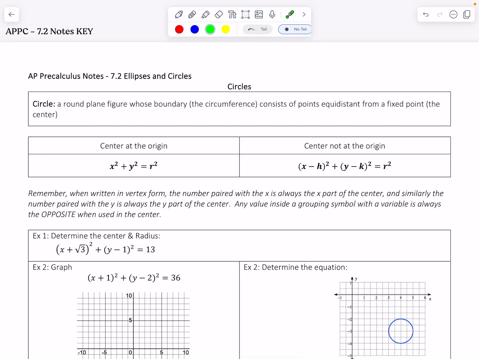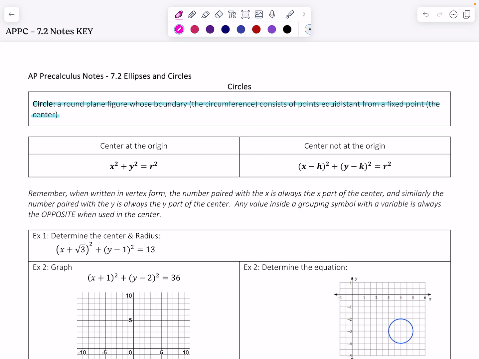All right, now let's go ahead and talk about some ellipses and circles. We're going to start off with our circles here. And we know that a circle is a round plane figure whose boundary, aka the circumference, consists of points equidistant from a fixed point, aka the center. And we should also note here, of course, that the distance between the circumference and the center is known as the radius of the circle.